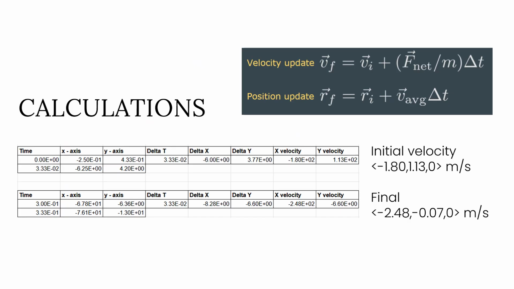Taking the data from the video and the table from the Tracker app, I was able to get the initial velocity around negative 1.8 meters per second in the x direction and 1.13 in the y direction, and for final, negative 2.48 and negative 0.07 for x and y respectively.